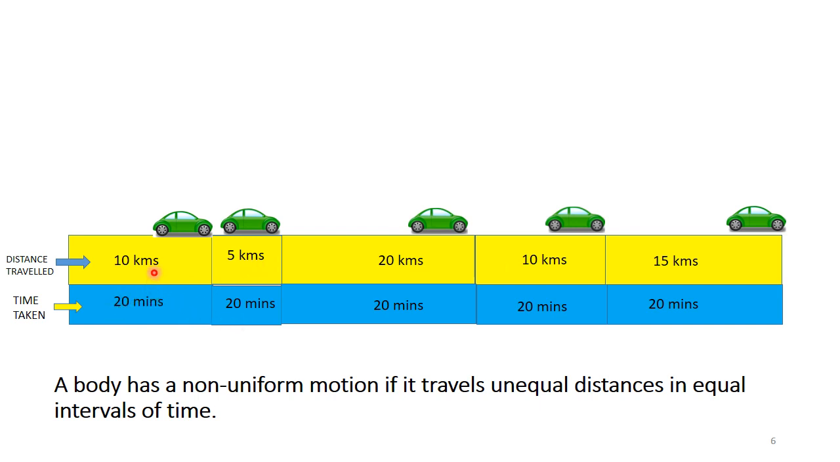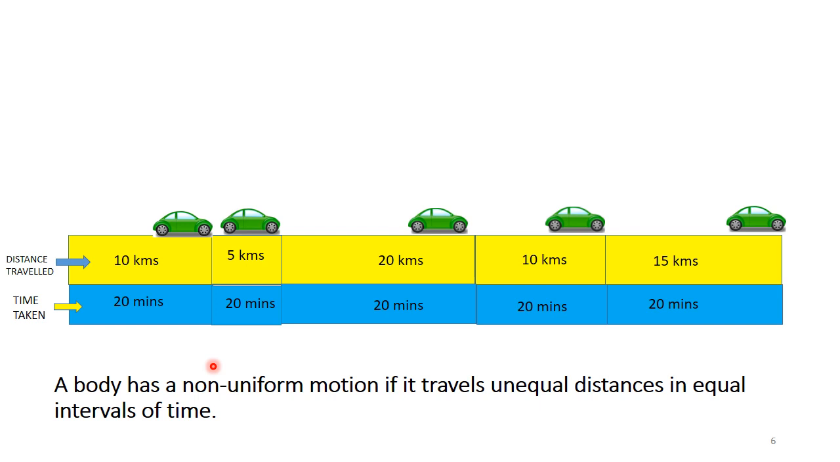So you see over here the distance covered is 10 kilometers but the time taken is 20 minutes. Distance covered 5 kilometers but the time taken is 20 minutes. Distance covered is 20 kilometers but the same time is taken to cover this 20 kilometers also. Similarly, for the next phases also you have unequal distances but the time taken to cover these distances is equal. So such kind of motion is described as non-uniform motion.